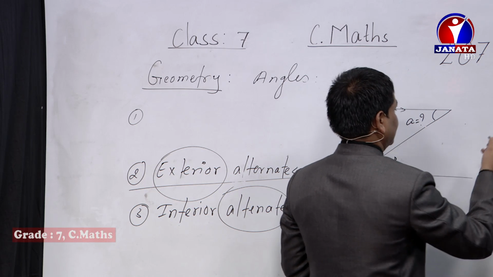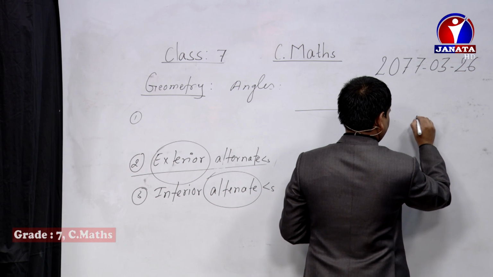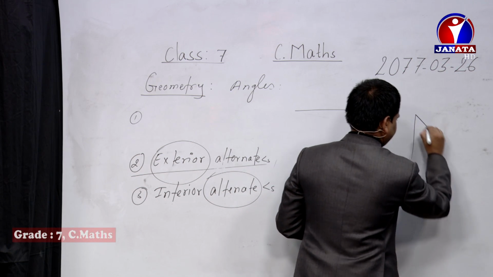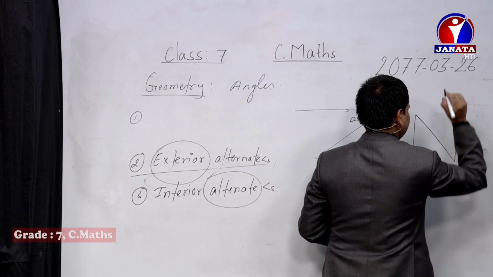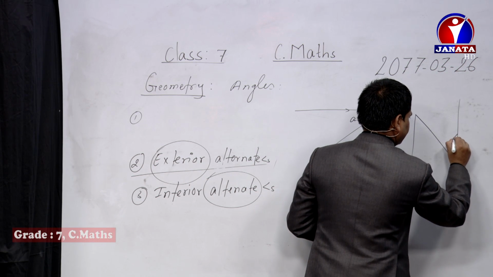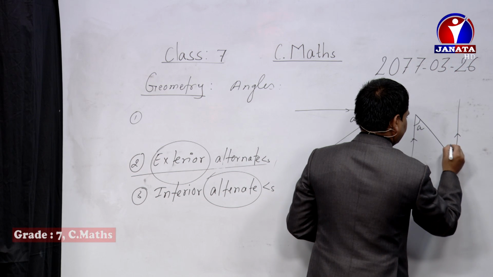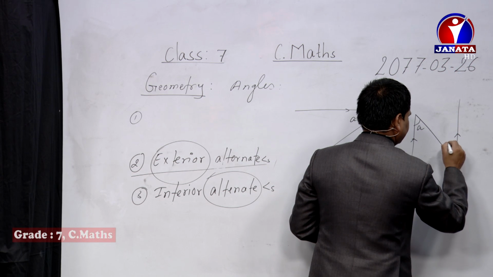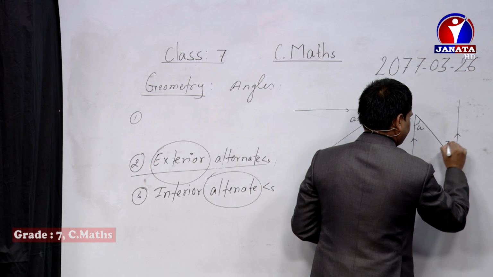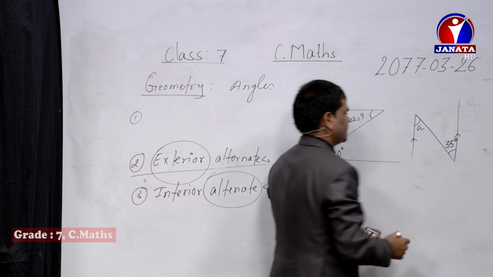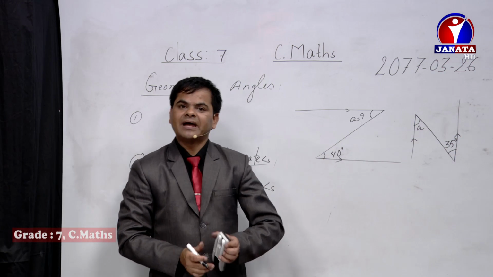Now another question I'm going to present, dear student. The shape may be different. In this way, the question may be given. The two lines are parallel to each other. One is A. Now what will be here, in my opinion, 35 degrees. I'm going to write here 35 degrees. Then find out the value of A.